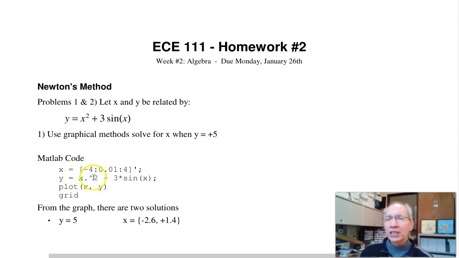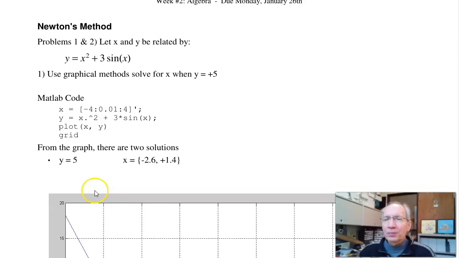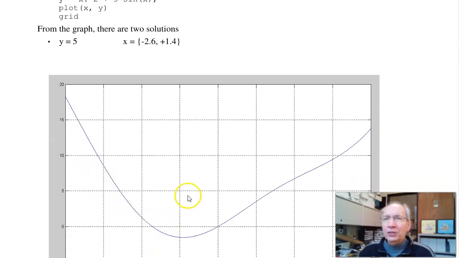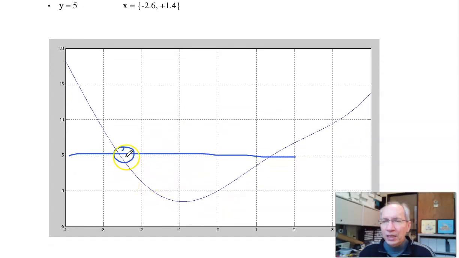So here's where I use the dot notation. If I do x squared, that's the matrix square. X dot hat squared means take each element and square it. Don't treat that like a matrix, treat that as 800 separate calculations. Then plot x versus y. When you do that, you get this curve, and what I'm looking for is, here's y. When y is equal to 5, what's x? You can see there's two solutions. One's right here at about -2.6, and one right there at about 1.3. That's the graphical solution.